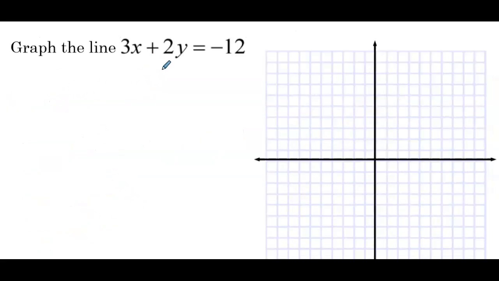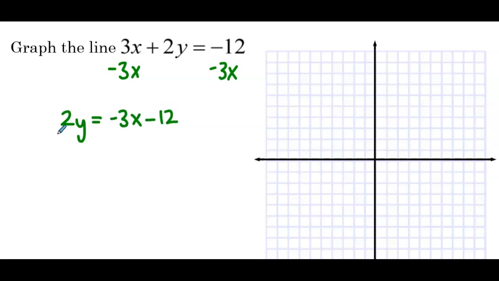Graph the line 3x plus 2y equals -12. So we've done a similar type problem where we found the x and y-intercept, but now in this example, let's put this in y equals mx plus b form. So I'll start by subtracting 3x from both sides. So we have 2y equals -3x minus 12. Divide both sides by 2. Now we don't want it to stay like this, so we'll divide each term by 2.